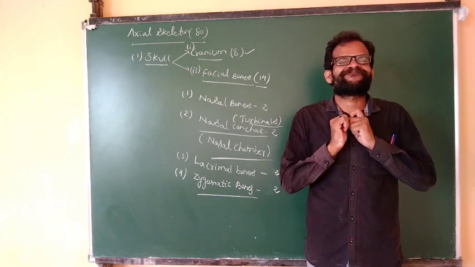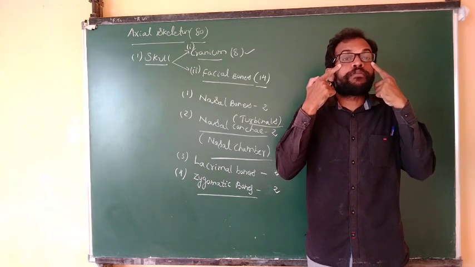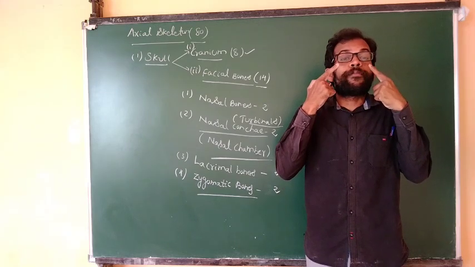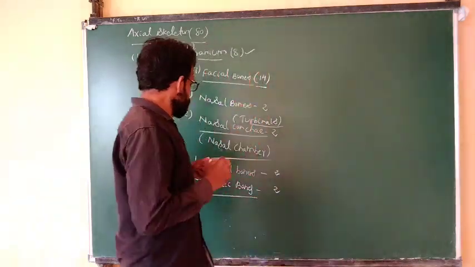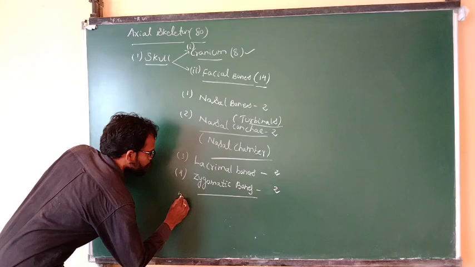Here, this is a smile. The smile bones are nothing but the zygomatic bones. What is this one? Zygomatic bones. How many bones? Two bones are the zygomatic bones.